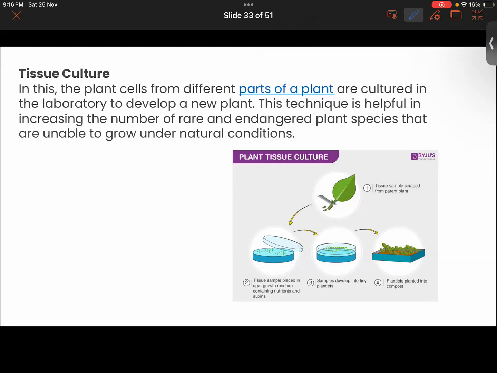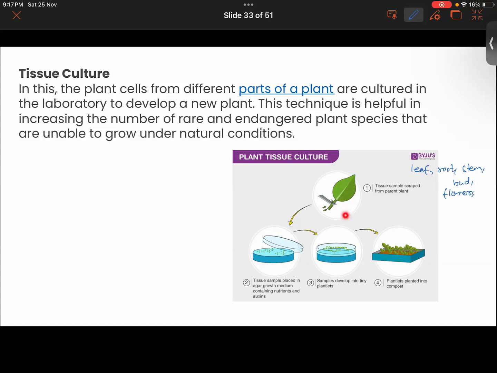So look how it is done. Basically, in this process, we are cultivating plant cells. You will be taking plant cells from various regions of the parent plant. So you have just taken a tissue sample from this parent plant. The tissue sample could be from a leaf, a root, a stem, a bud, or a flower as well. So you have taken samples from different regions of the parent plant.